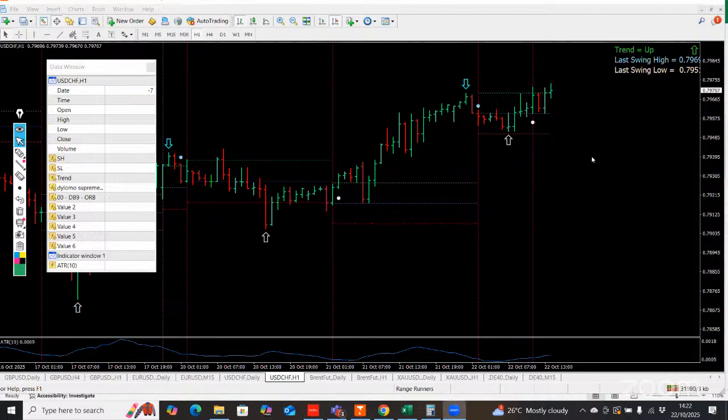Now, in terms of the stretch principle, it's taken out the upper stretch at the moment over here, as you can see.